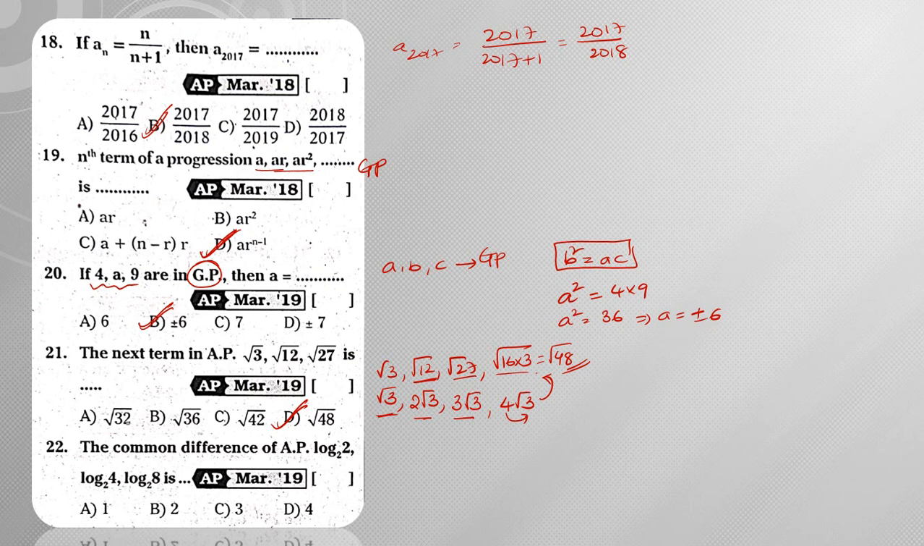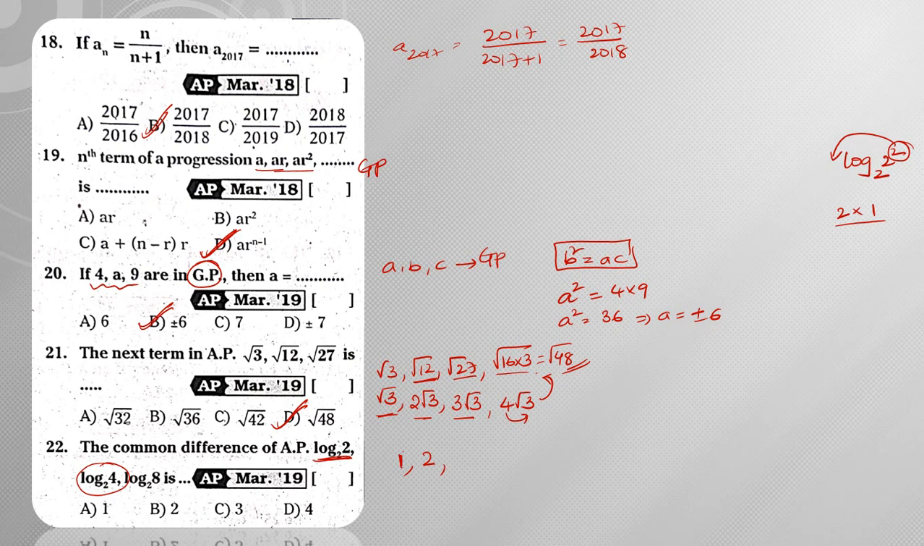Next, the 22nd question, the common difference of the AP. What are the given things? Log 2 base 2, whose value is 1. Next, log 4 base 2. Already you know 4 can be written as 2 square, so log 4 can be written as log of 2 square to the base 2. Using the power rule, this 2 can be brought to the front. Then this becomes 2 into log 2 base 2, which is 1, so that number is 2.